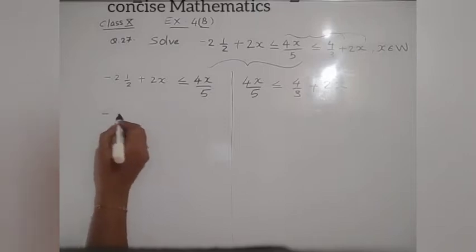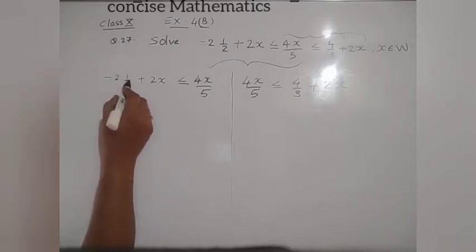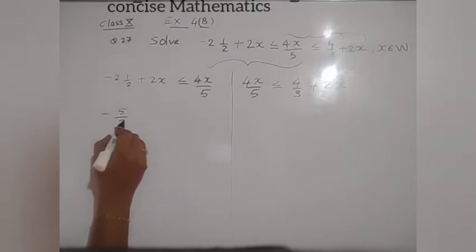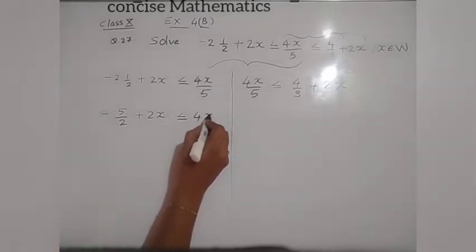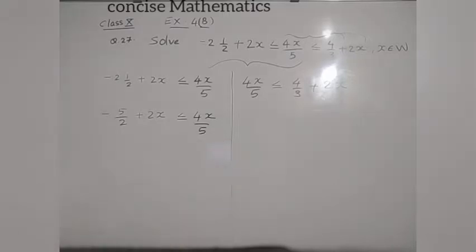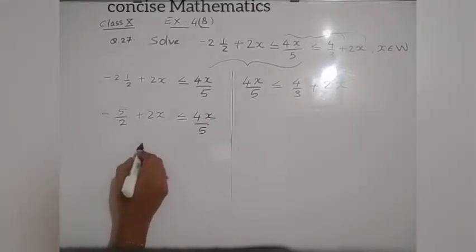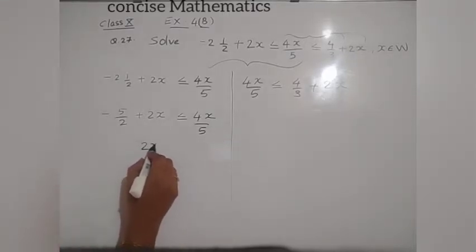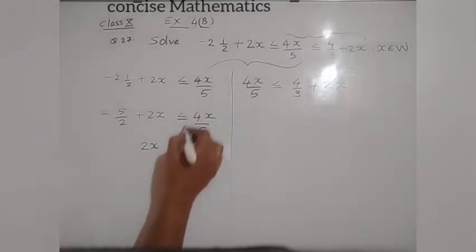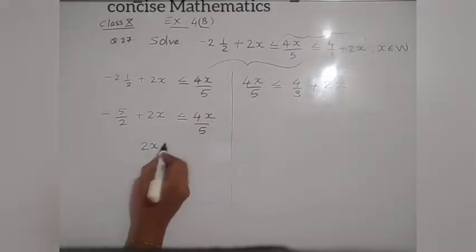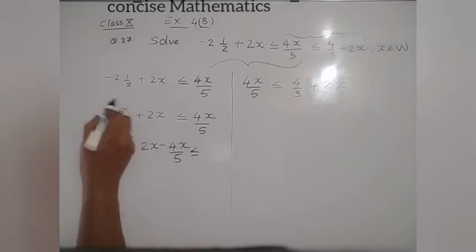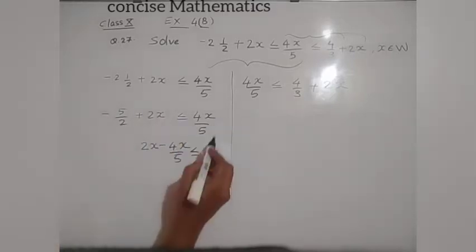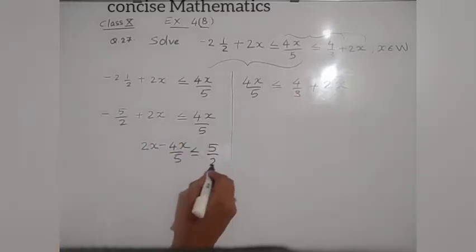Minus 2.5 can be written as 5 by 2, so minus 5 by 2 plus 2x less than or equal to 4x by 5. Let us write 2x and 4x by 5 on the left side, so it changes to minus 4x by 5 less than or equal to, and the minus 5 by 2 goes to the right side as plus 5 by 2.